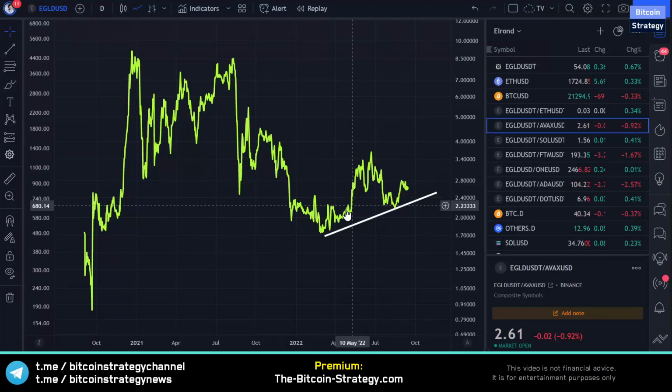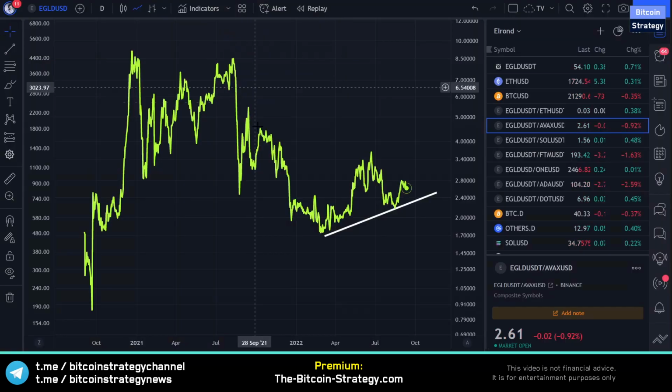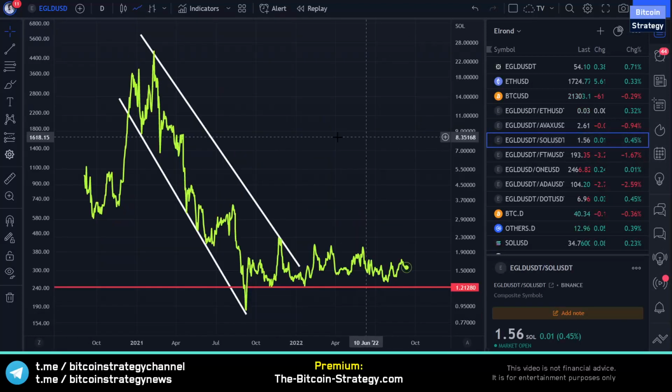The inflation rate for Avalanche is pretty high at more than 20%. I think it's 23% or so. The EGLD inflation rate is lower. It's still high, but it is somewhat lower. It's at 14% right now. So every year, 14% more EGLD hits the market. And so when you've got that kind of an inflation differential and EGLD gets less new supply every year, then it can potentially outperform.